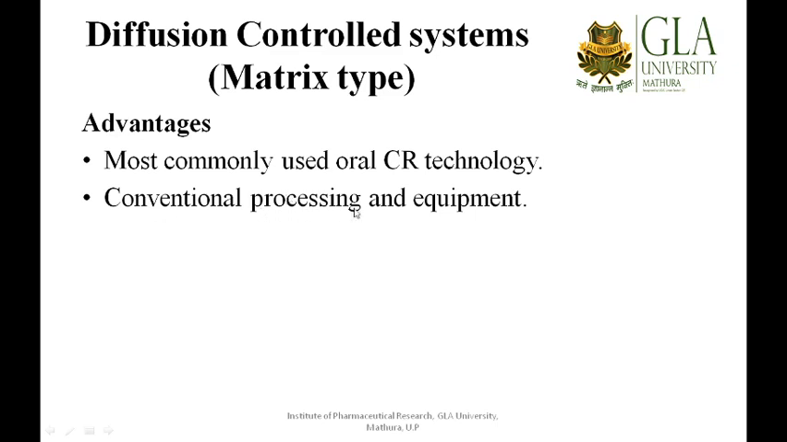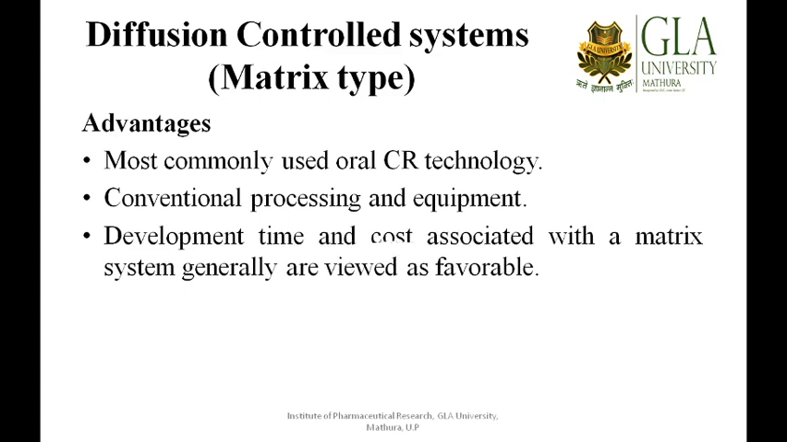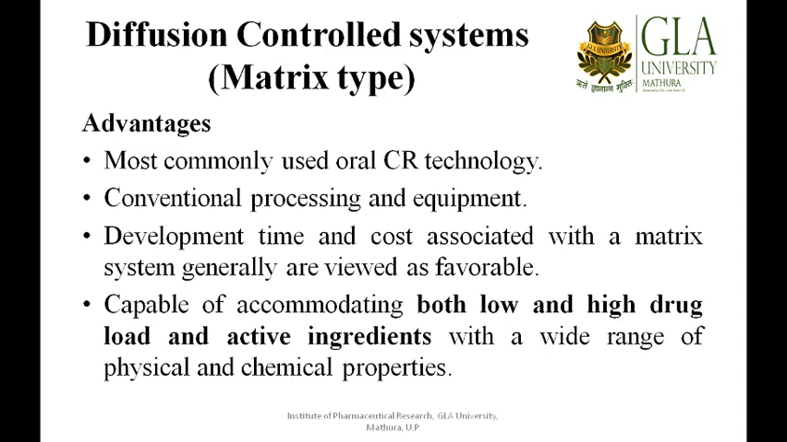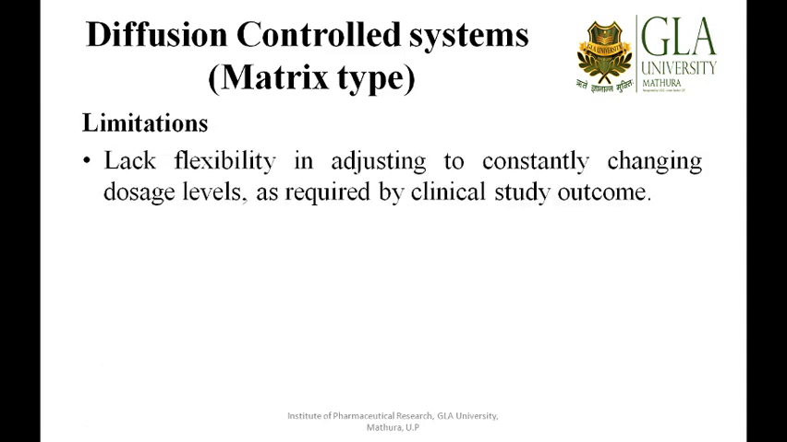So conventional processing and equipment are sufficient to formulate the matrix type system, and development time and cost associated with matrix systems generally are viewed as favorable. That is why they are the most commonly used CR technology. And we can also accommodate the drug with both low and high dosage requirement. That is the unique property of this control release technology.